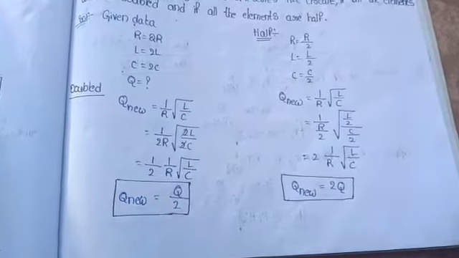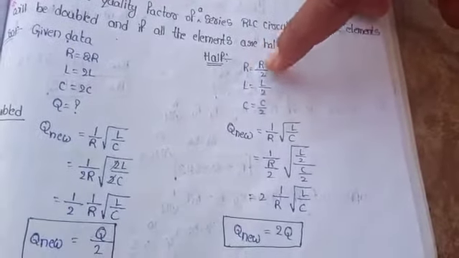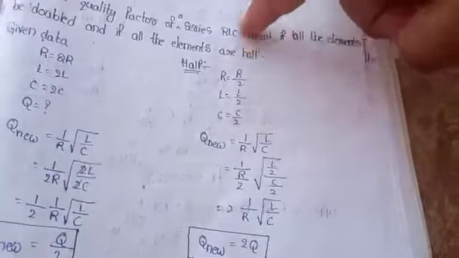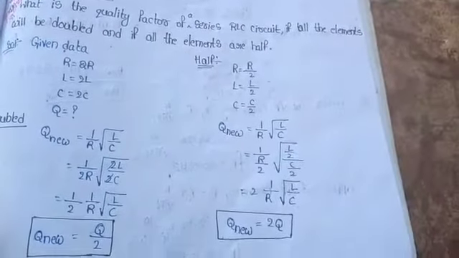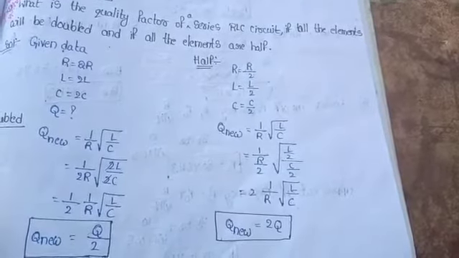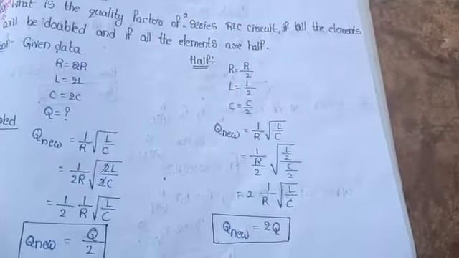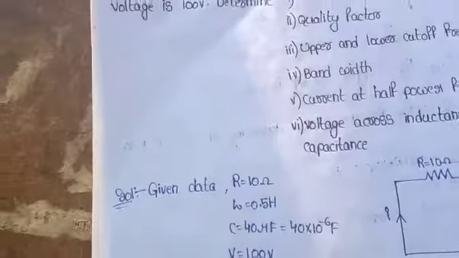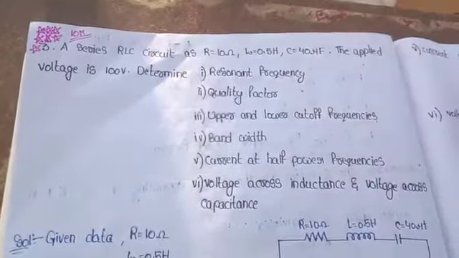Suppose all the elements are halved, that is R is equal to R by 2, L is equal to L by 2, C is equal to C by 2. Substituting all these, the quality factor doubles. So when all the values are doubled, the quality factor reduces to half. When all the values are reduced to half, the quality factor doubles. This is a very important problem. They ask it directly for 10 marks.